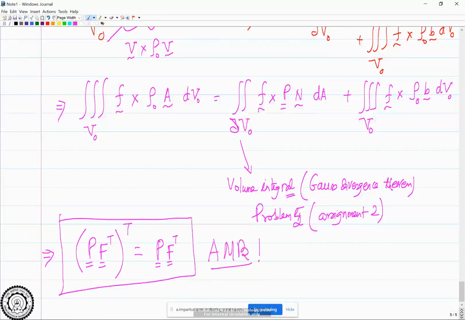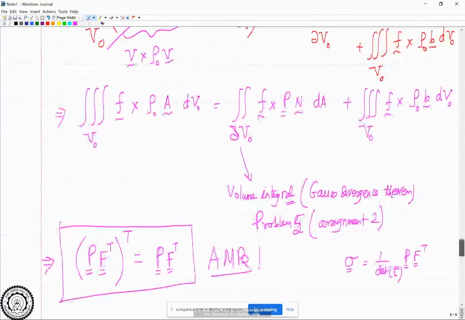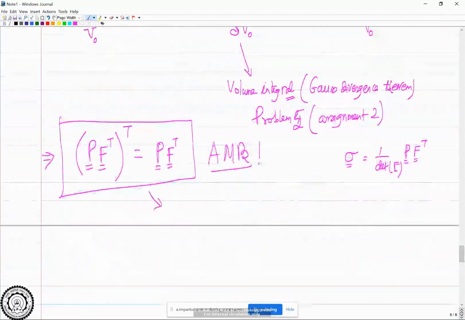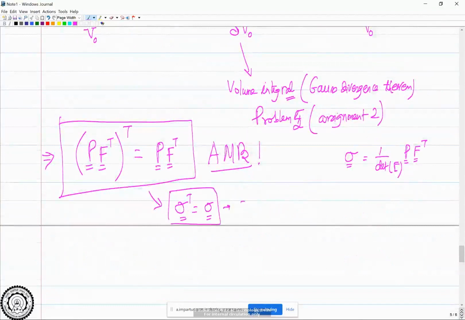Do you know what PF transpose is? Can you recall the relationship between P and sigma? So sigma, I guess, is 1 by det F into PF transpose, isn't it? Yes. So this simply tells us that sigma transpose is equal to sigma, the A and B, the Lagrangian form. Sorry, the Eulerian form.